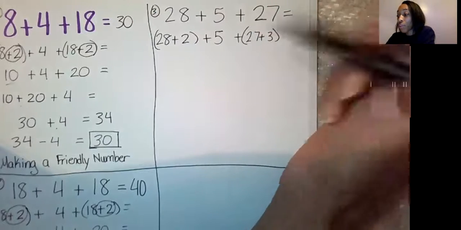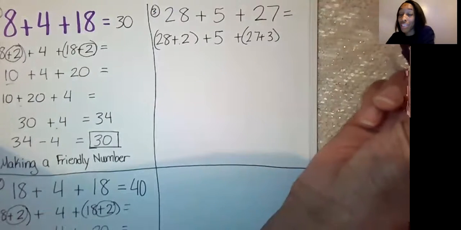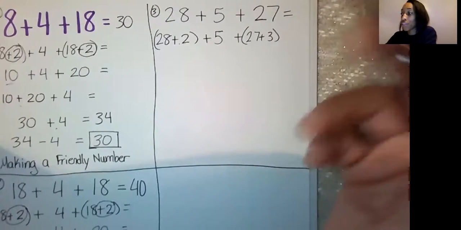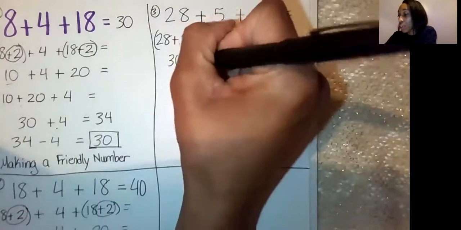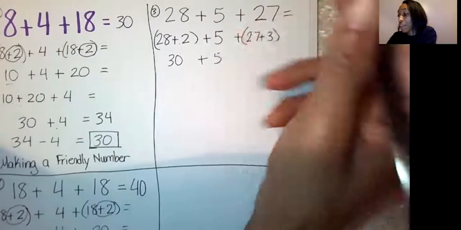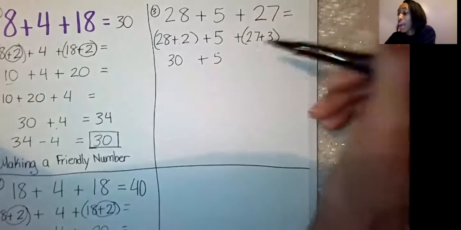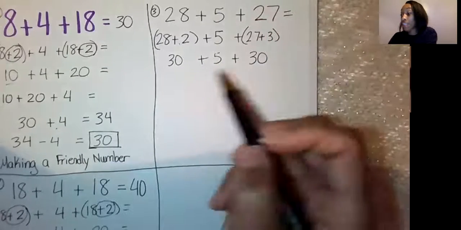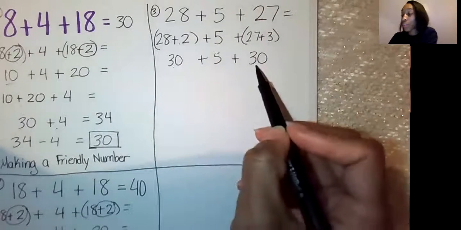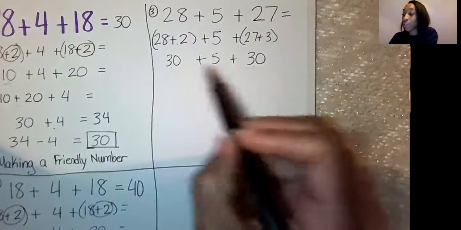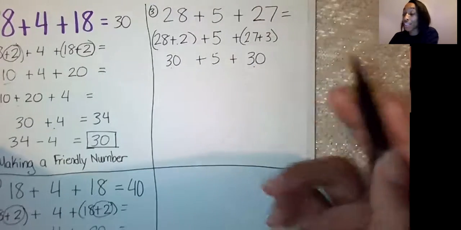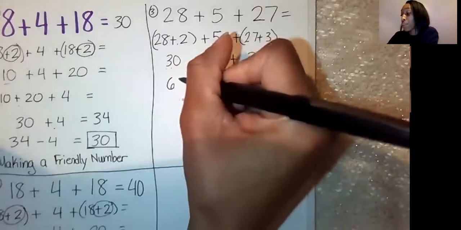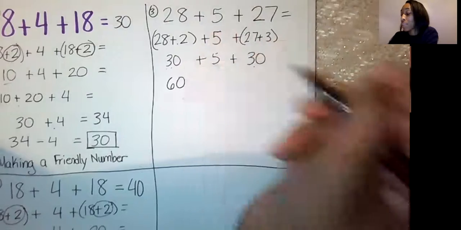Okay. I want to get 2 addends that are the same because adding doubles are always easier also. So 30 plus 5, right? Because 28 plus 2 is 30. And then 27 plus 3 is going to give me another 30. Look at that. 30 plus 30 is going to be very easy to add, which is basically 3 10s and 3 10s, 6 10s. So when I combine, it's going to become 60.